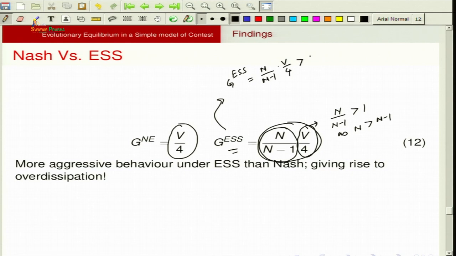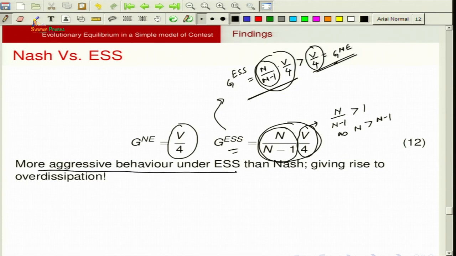This is greater than V/4, which is equal to G Nash equilibrium. So basically, the ESS level of effort in a pairwise contest is higher than what they expend in case of Nash equilibrium. In Nash equilibrium, they are expending only V/4. In ESS, they are expending more than that. So we can say that it is a well established result now: we find more aggressive behavior under ESS than under Nash.